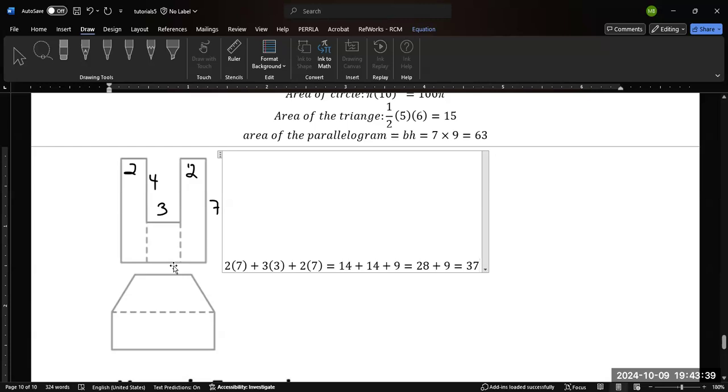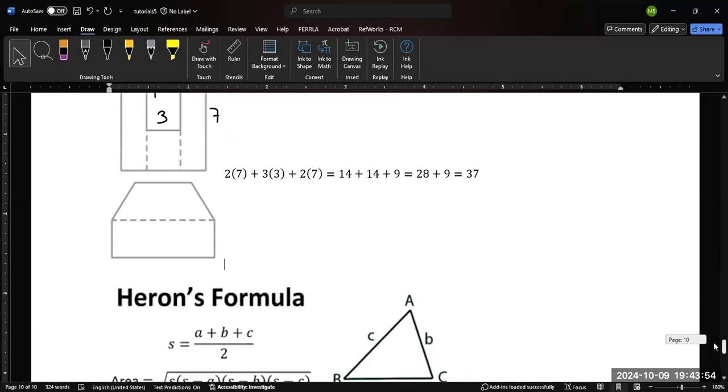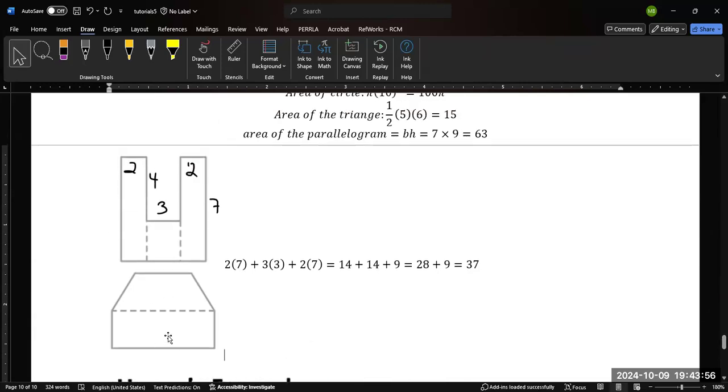If we were to calculate the perimeter, as we saw in a previous video, we would know that this bottom side is also 7, and then we would be able to add up all of the individual sides to get the perimeter.